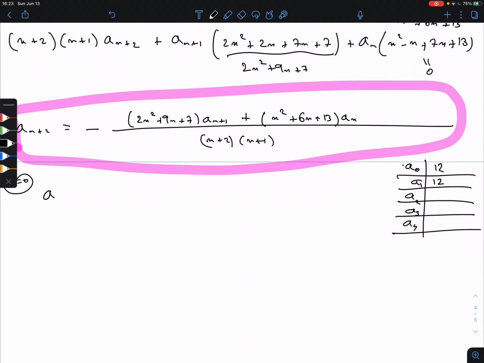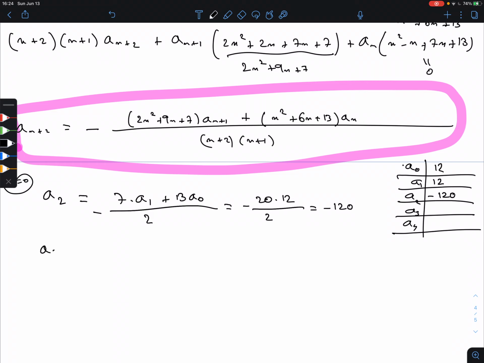If n is 0, that will give me A2. Then I get minus, there's a minus sign. On top we have 7 times A1 plus 13 times A0, over 2 times 1, that is 2. So that is minus 20 times 12, because A1 and A0 are both 12, over 2, so that is minus 120.